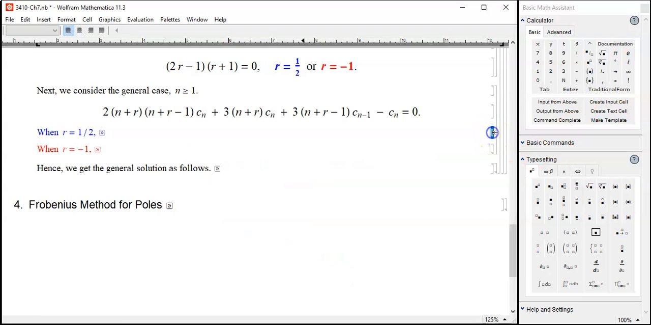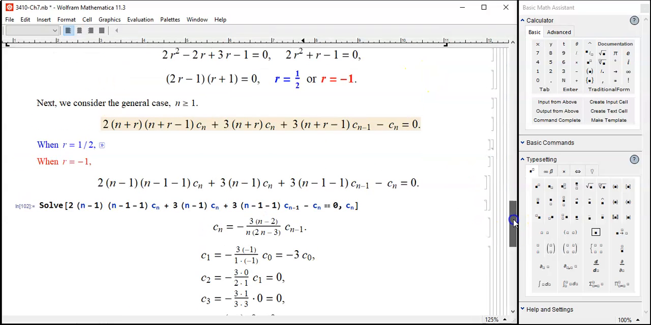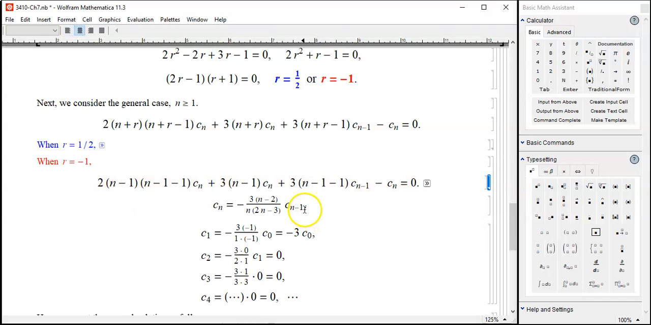What about r equals negative 1? Again, the same equation here. Plug in r equals negative 1. Then we get this relation, and you can solve for c of n, using this mathematical code, if you will. If you use paper and pencil, it'll take longer, but you can do it.